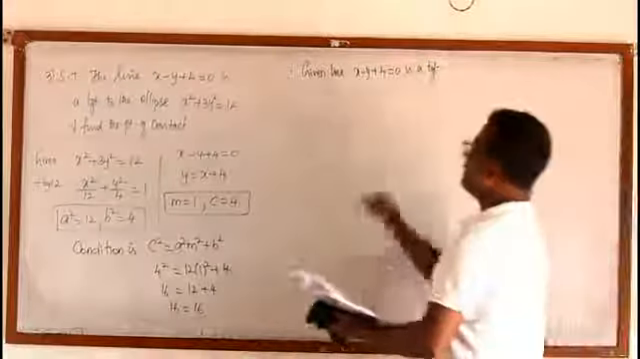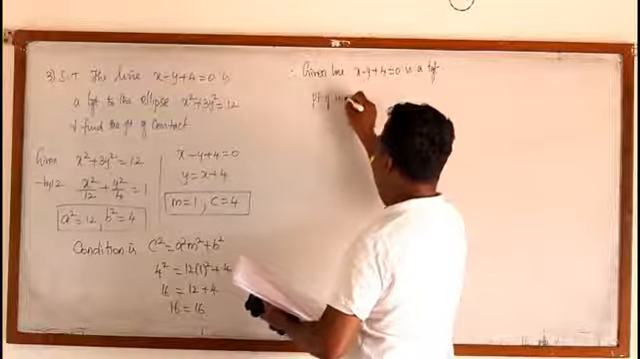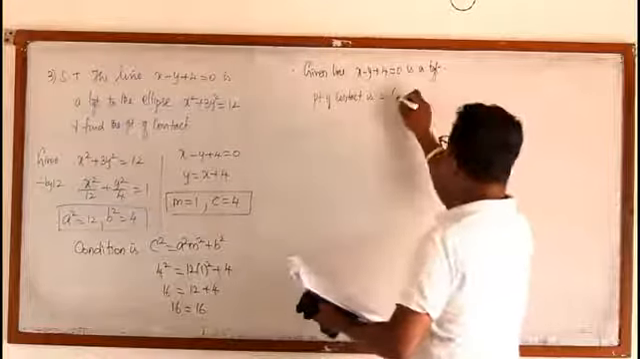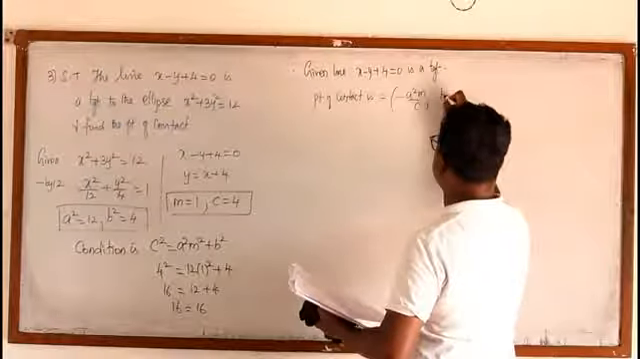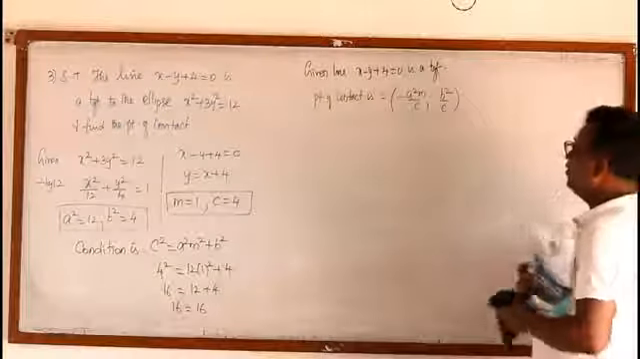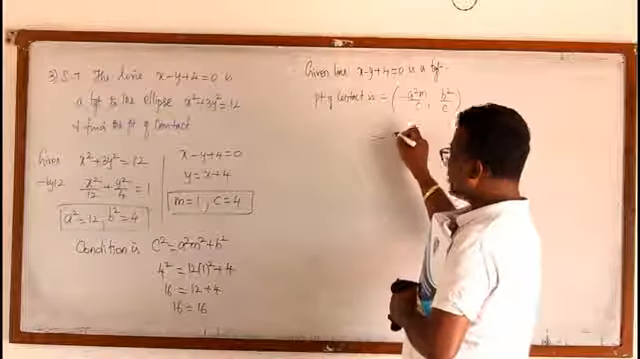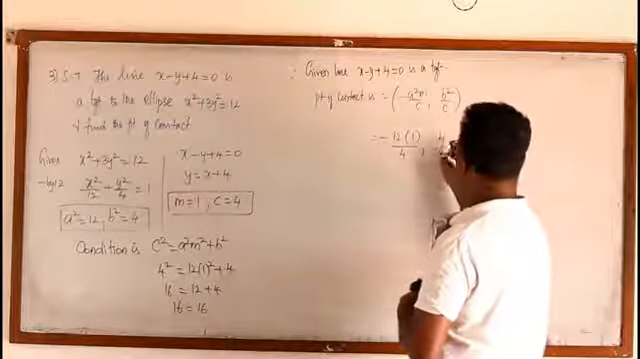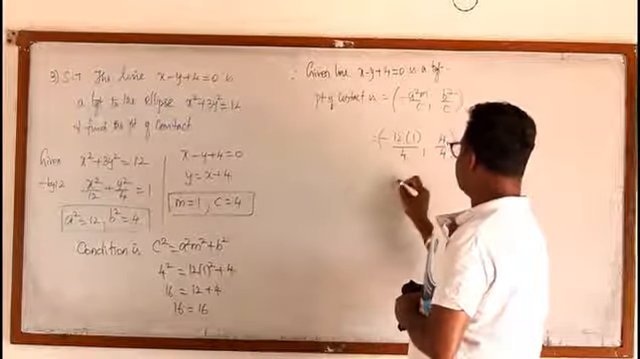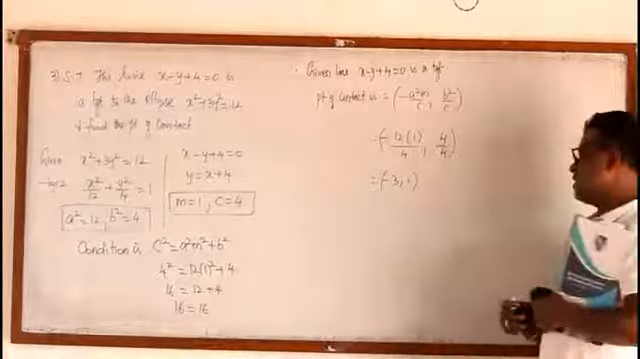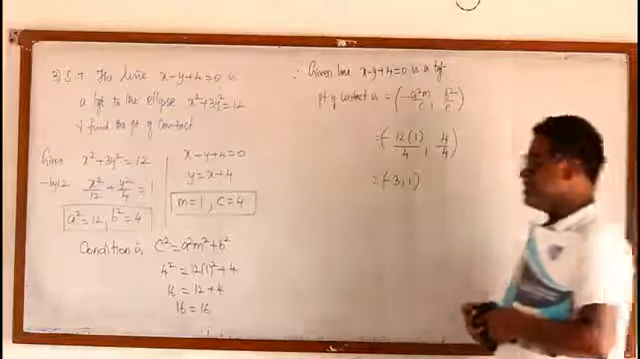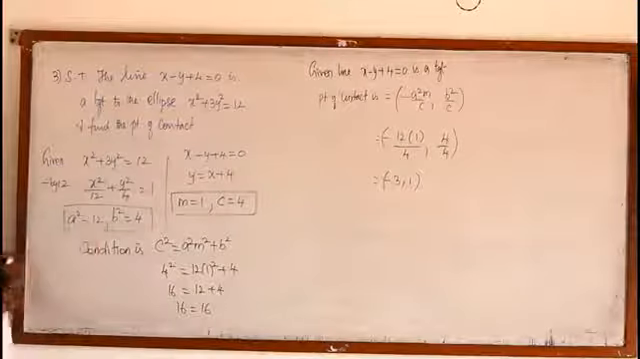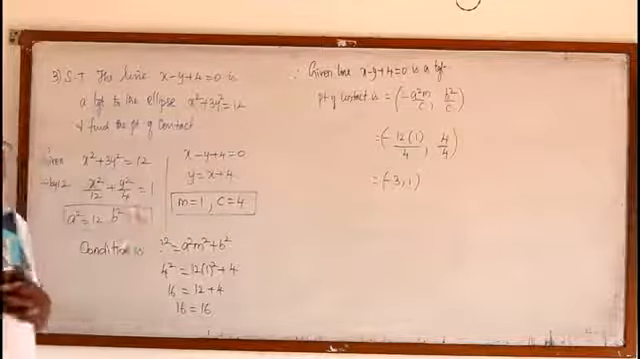Now we are in need of the point of contact also. Remember, the point of contact is minus a square m by c comma b square by c. When you substitute, it is minus a square, which is 12, m is 1, c is 4, comma b square, 4 by 4. So the point of contact is minus 3 comma 1. So at minus 3 comma 1, the line will touch the given ellipse. So this is how this problem is to be done. You just have to verify the condition whether it is satisfied or not. If it is satisfied, the given line will be a tangent to this curve.